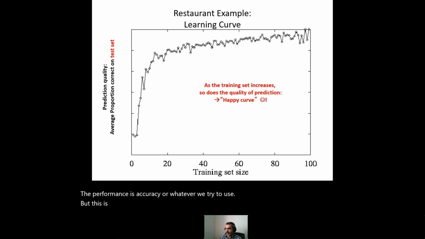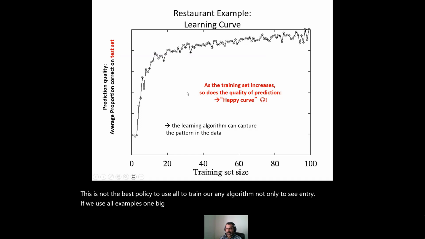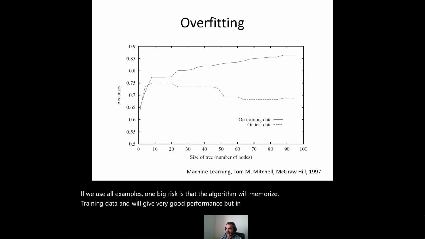As I explained, if we have 100 examples, it is not the best policy to use all of them to train any algorithm, not only the decision tree. If we use all examples, one big risk is that the algorithm will memorize the training data and will give very good performance, but in the future on test data, it will fail terribly.